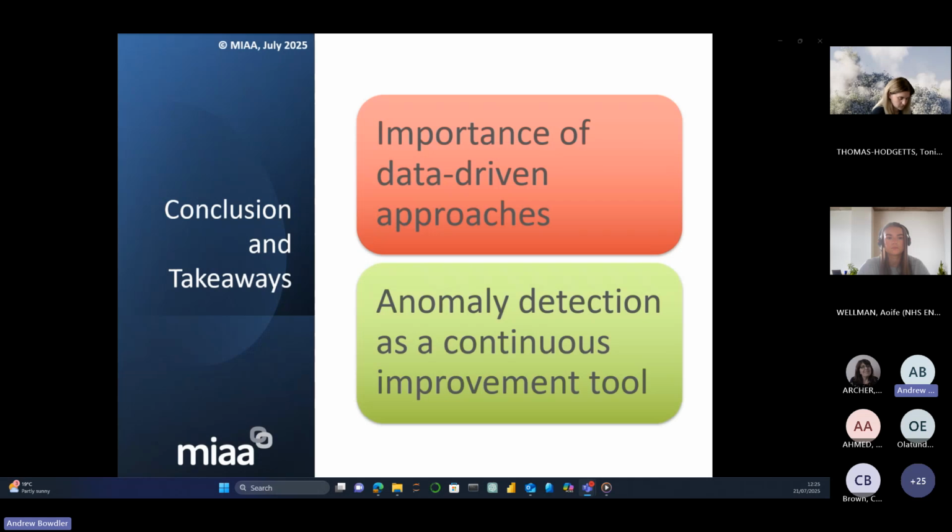In conclusion, anomaly detection is a powerful tool that can help us maintain control over NHS finances. It not only helps us catch inefficiencies and fraud early, but also supports continuous improvement by giving us the data-driven insights we need to make informed decisions. As finance professionals, leveraging anomaly detection allows us to ensure that every pound is well spent and we can focus more on delivering value for patients.